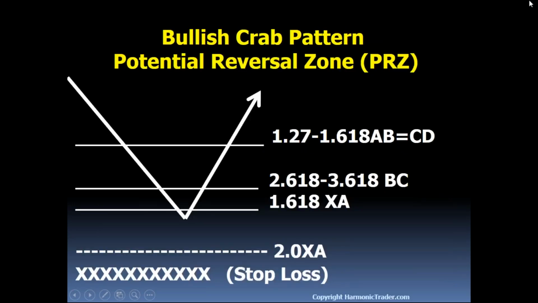The bullish crab pattern potential reversal zone is going to have your alternate ABCD and extreme BC 2.618 to 3.618, but the 1.618 XA has to be tested. That's a mandatory minimum. For the stop loss, again, we're going to see some overspill, price action trading beyond the ideal measures, but the 2.0 level is the defining make or break for this structure.